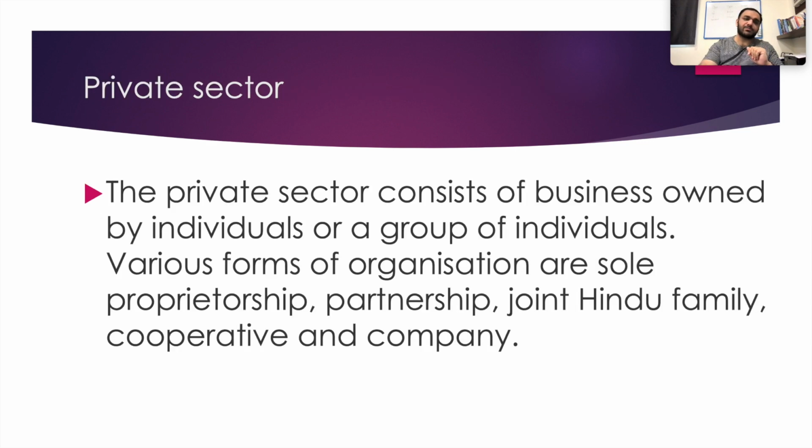So we will see what is private sector. The private sector consists of businesses owned by individuals or a group of individuals. Various forms of organizations are sole proprietorship, partnership, joint Hindu family, cooperative society and the company. So all these are types of private organizations, private sector businesses. These are owned and controlled by private individuals, remember.